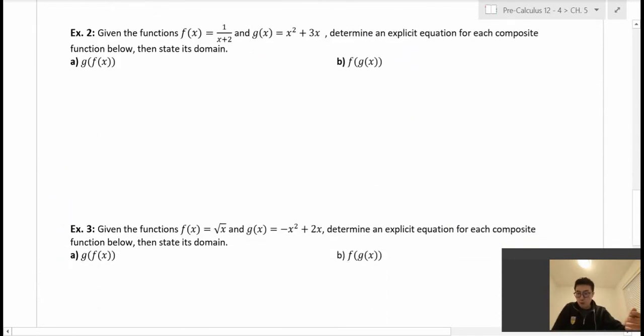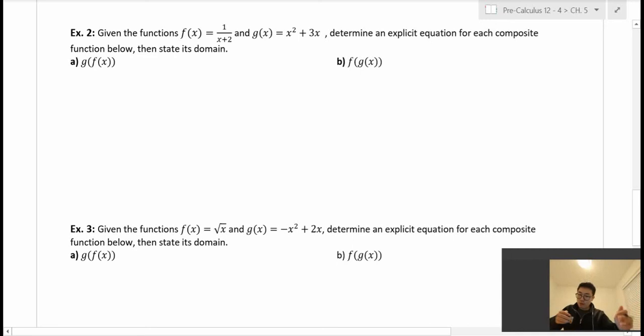Example number 2, let's see here. It says, given the functions f of x and g of x, determine the explicit equation for each composite function below, and then state its domain. So notice I'm not asking for range because it's going to be trickier to find a range. Again, you can always use calculus to find the range in this case, but we're not going to worry too much about it since we're not there yet.